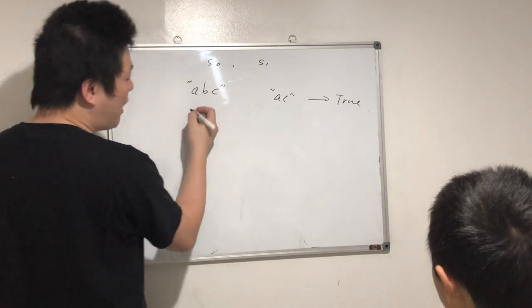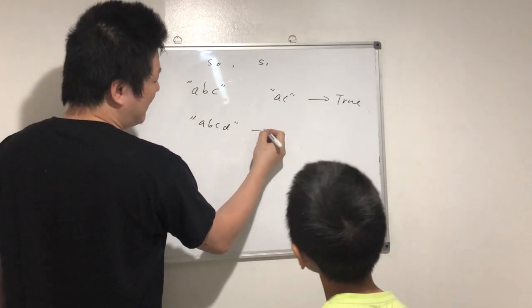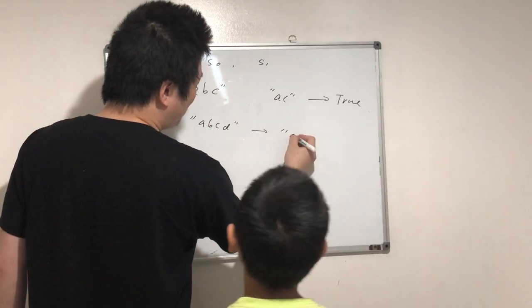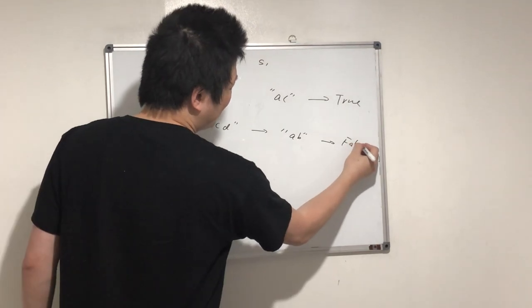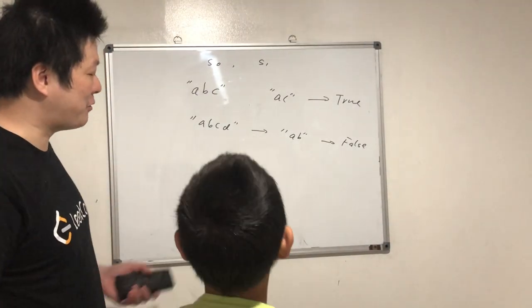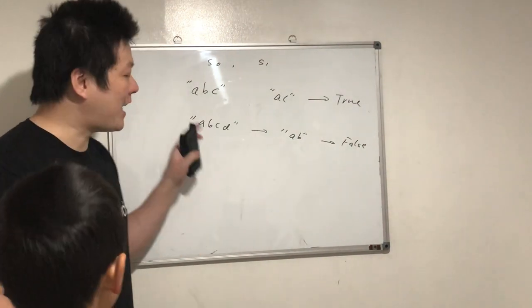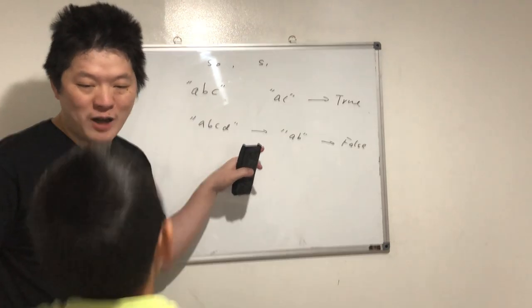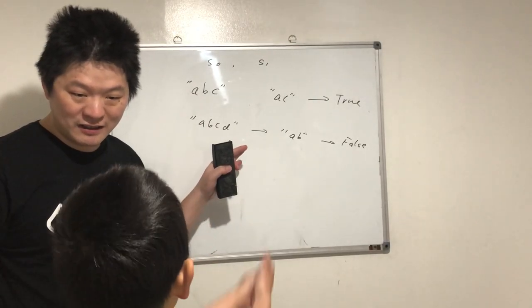And how about if it's ABCD and it can be removed as AB? You need to tell me. No. Why is that? Because you're removing two. So first of all, we need to check the difference in length, if it's one. If the difference in length is more than one, certainly we can't. Does it make sense?